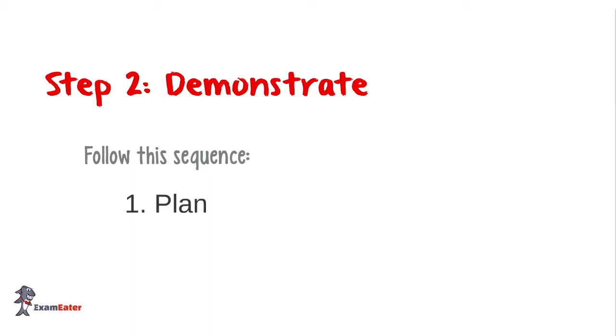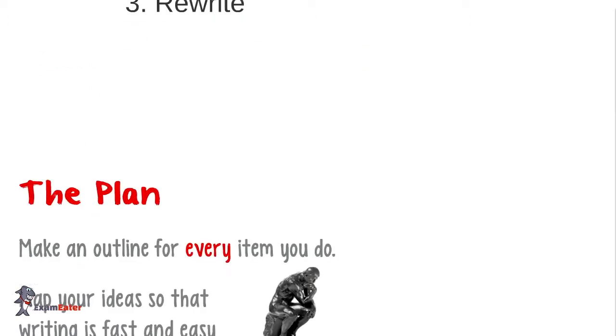The first one is to plan. You will always make a plan 100% of the time, always. Then the writing phase, obviously. And finally, you'll rewrite one section that you're really not happy with.